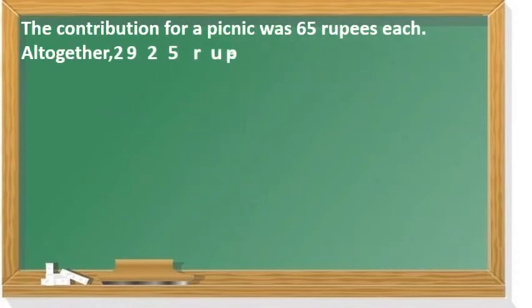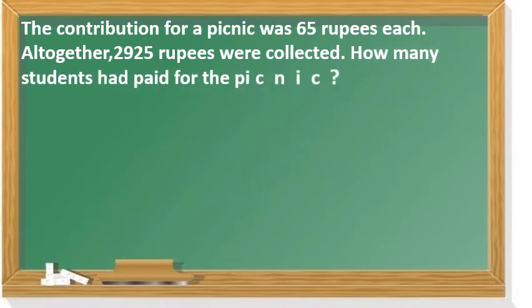One problem sum is there. The contribution for a picnic was 65 rupees each. Altogether 2,925 rupees were collected. How many students had paid for the picnic? Yes, dear students, we are inside the class, correct? We are doing the maths on the board. Now each child contributed 65 rupees. And now I have 2,925. Now I want to calculate how many students had paid money for the picnic.